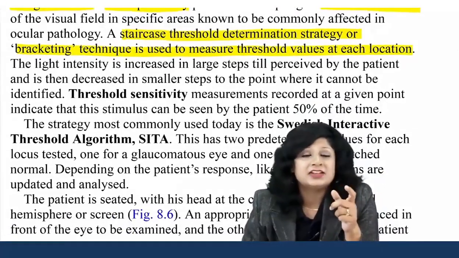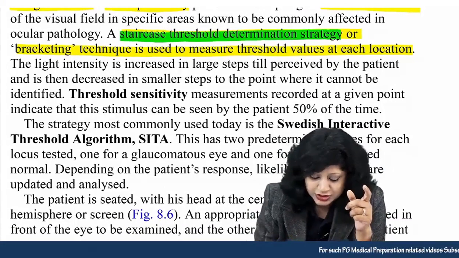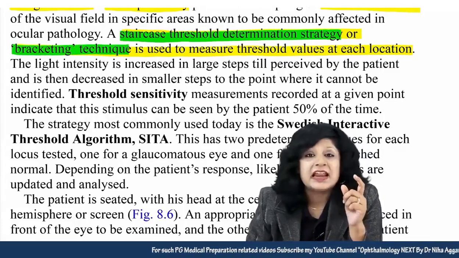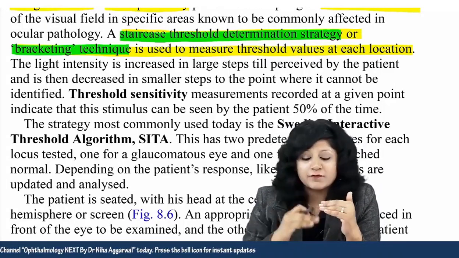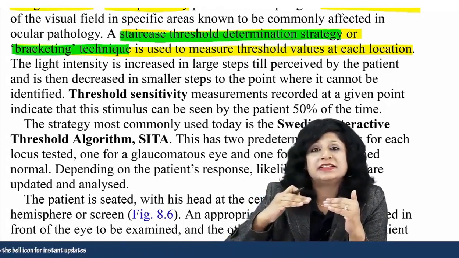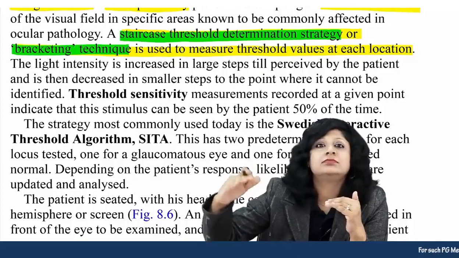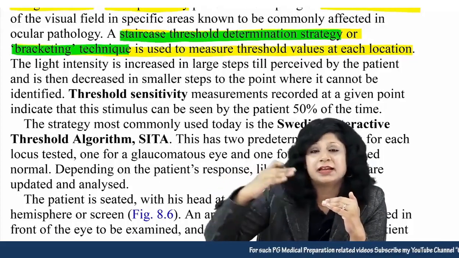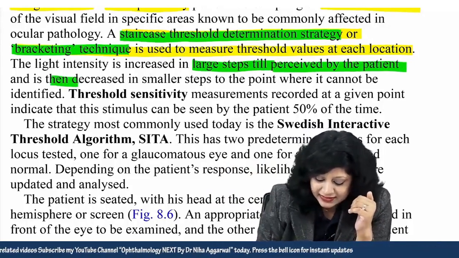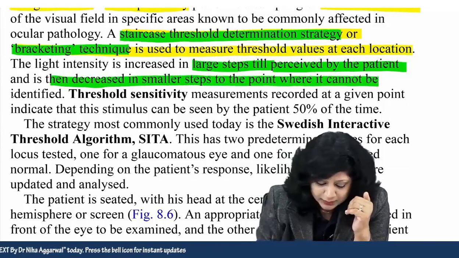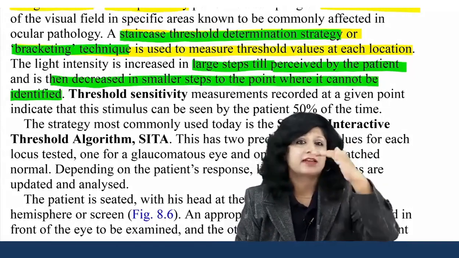So the strategy that we are using here is called the staircase threshold determination strategy or the bracketing technique. The light intensity is increased in large steps. Now what do you mean by staircase? We are increasing the threshold intensities in a staircase kind of pattern, in a regular pattern, side by side. This is your large steps till it is perceived by the patient, and then it is decreased in smaller steps to the point where it cannot be identified. So we are increasing, and then we are coming down. That is your staircase pattern.